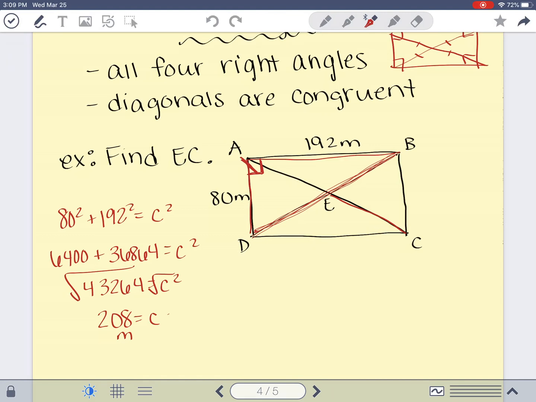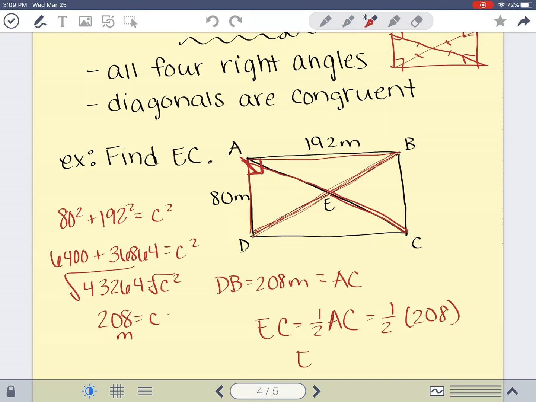So this whole diagonal is 208 meters. So DB is 208 meters. We also know that AC is going to be 208 meters because diagonals in a rectangle are congruent to one another. And if we look, EC is equal to half of AC, which is 1/2 of 208. So EC is going to equal 104 meters.